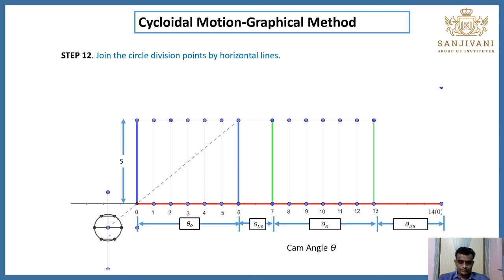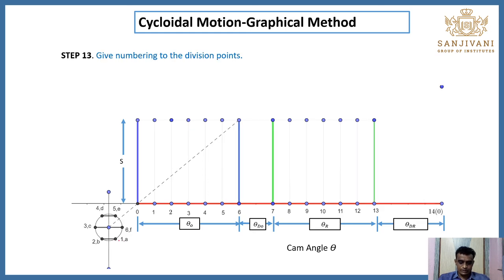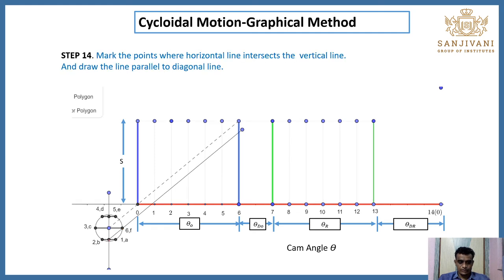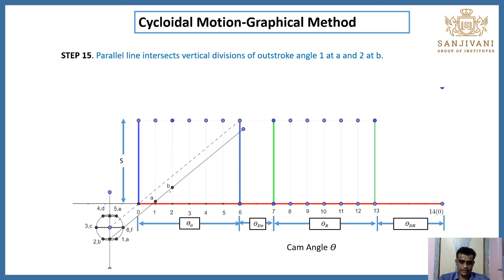Okay, next you have to give the numbering. The numbering should start from this position: 1a, 2b, 3c, 4d, 5e, and 6f. Next you have to mark their center points, and through this point you have to draw one line. This must be parallel to this dotted line, okay, and this line intersects vertical line 1 at point A and vertical line 2 at point B. That means we have marked this A and B.